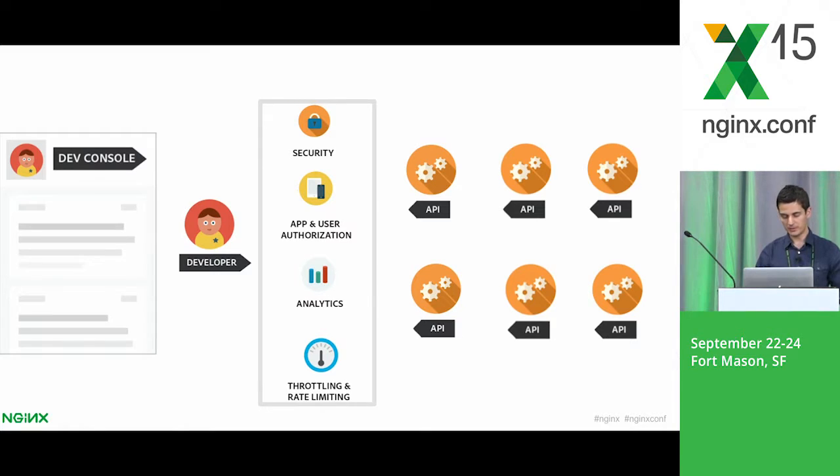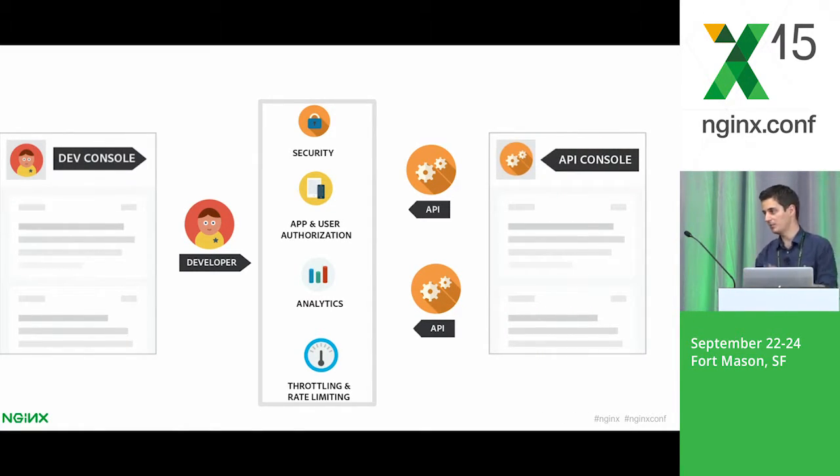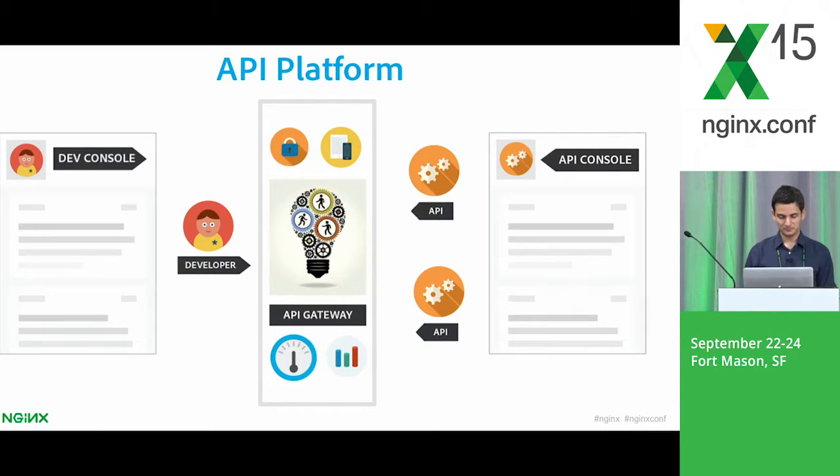For the developer side, we have a developer console. On the API side, we have an API console where people expose their APIs. What is on my right-hand side is only internal. What is on my left-hand side is also public, so you can actually watch it. And this is what we call the API platform at Adobe. In the center of it is the API gateway.